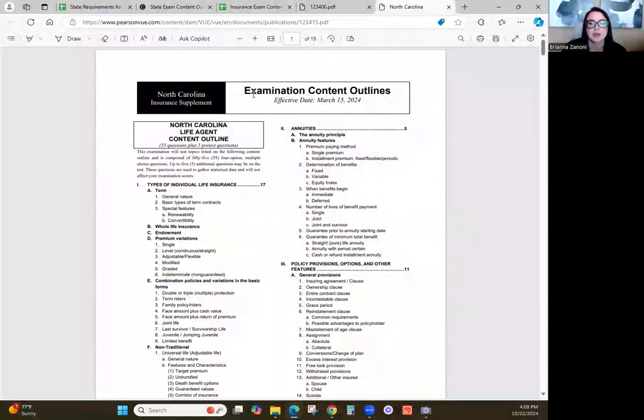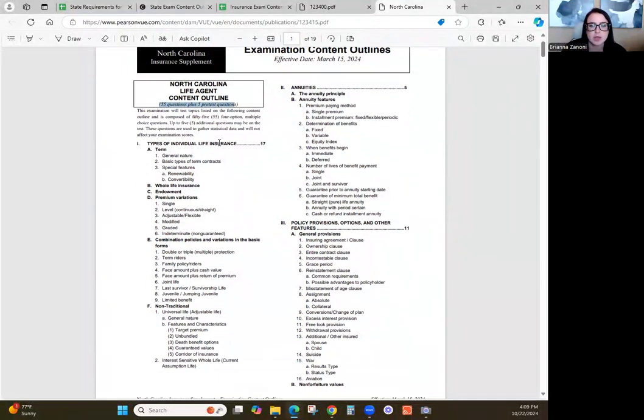And what's really nice about the exam outline is that it's going to walk you through. So for the life section, you're going to have 55 questions plus 5 pretest questions. So there's 60 questions. And what's really nice, each of these little numbers here is generally going to be a chapter inside of your pre-licensing course. So it's going to break it up, make it really easy for you to understand and find the answers. But under the chapter that's going to be titled Types of Individual Life Insurance, there's going to be 17 questions. There's a lot more questions there than there are here.